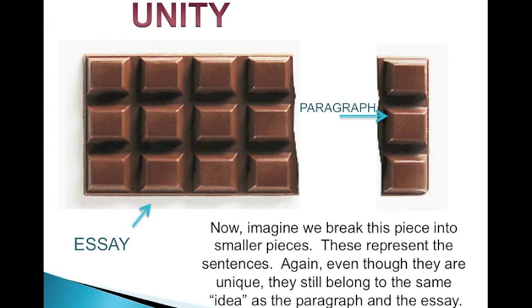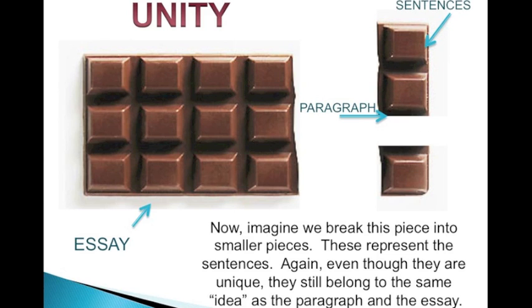Now, what would happen if we break the paragraph, or in this case the chocolate piece, into smaller pieces? Well, again, they would still be unique and still have ideas that belong to the paragraph, but they're still largely separate. We're going to call these sentences. So the sentences are getting smaller. We start with the paragraph idea, then we focus on the sentences, but we still recognize they all belong to the same general main idea.